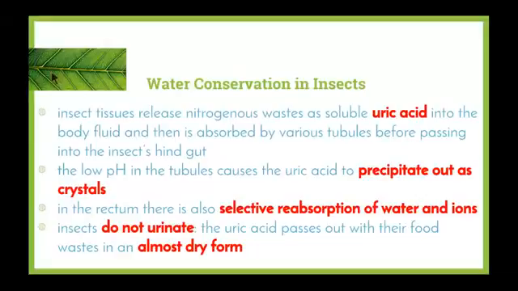In the rectum, there is also selective reabsorption of water and ions, which does happen in our kidneys, but it happens in our kidneys and not in our rectum. And the big thing to note is insects do not urinate. So the uric acid passes out with their food wastes, so through their rectum, in almost a dry form.